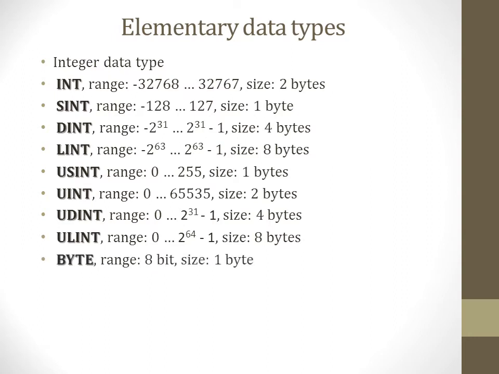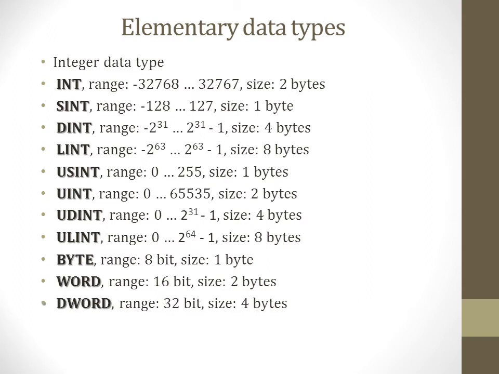Except the integer data types, we have some integer data types such as byte. The range of this data type is 8-bit and the size is 1 byte. Also, we have the word data type. The range of this data type is 16-bit and the size is 2 bytes. Also, we have double word and long word. All of these data types we call integer data types, and let's talk about the next elementary data types.